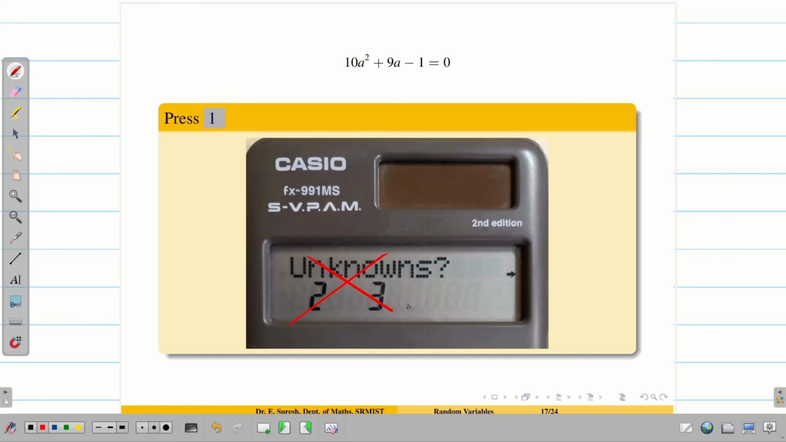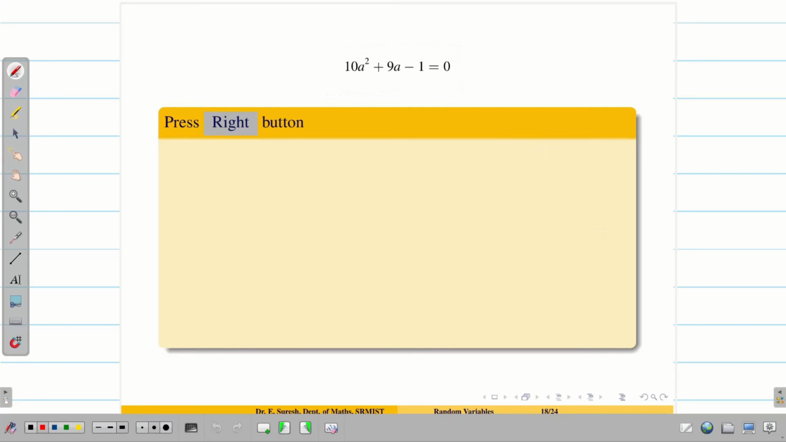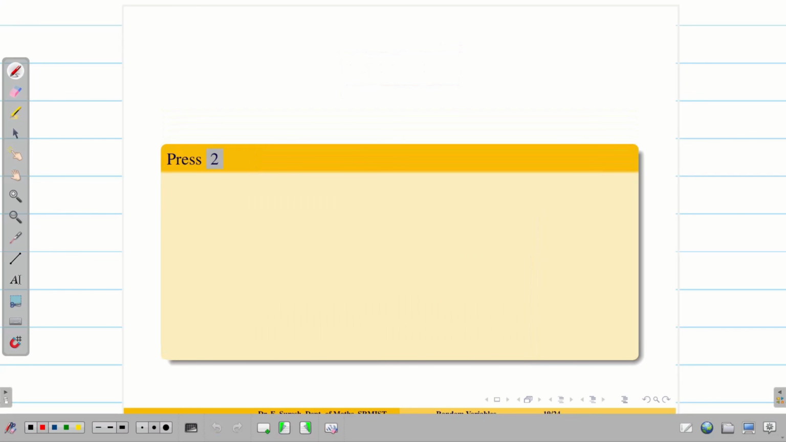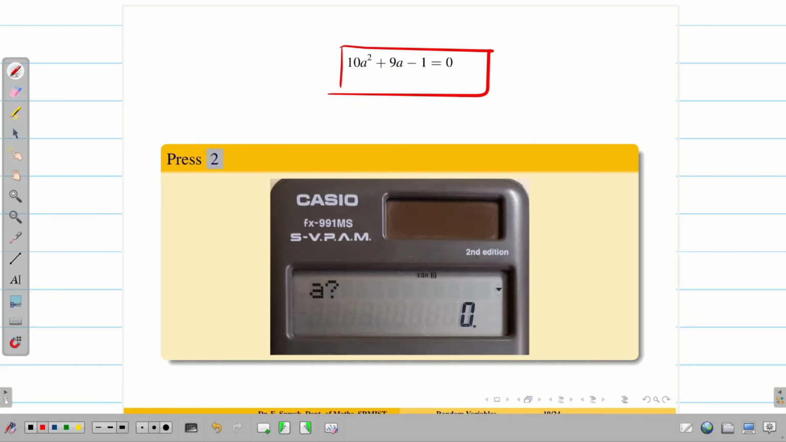When you press 1, it will show unknowns. We are not solving unknowns. We have to solve the equation. So just press the right button in your calculator. It will show degree 2 or 3. See, our equation is 10a square, so the degree is going to be 2. So press 2. Once you press 2, it will start asking like this. Go to the equation 10a square plus 9a minus 1 equal to 0.